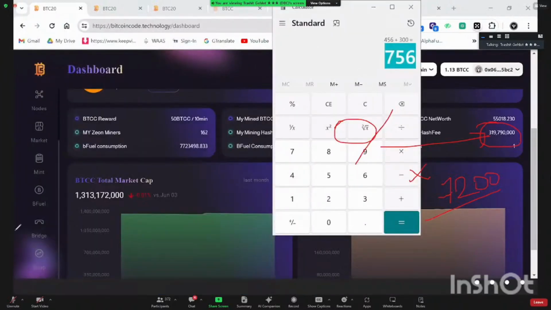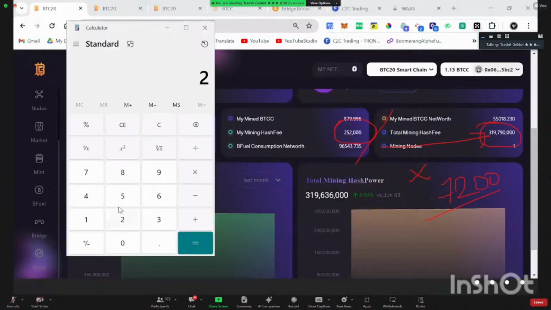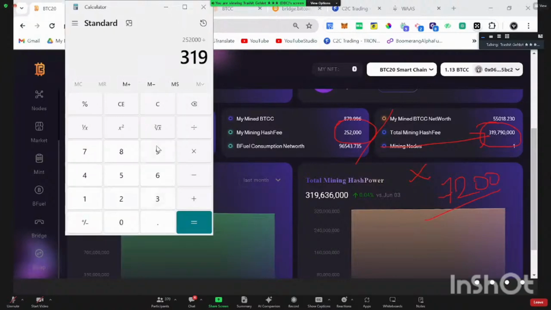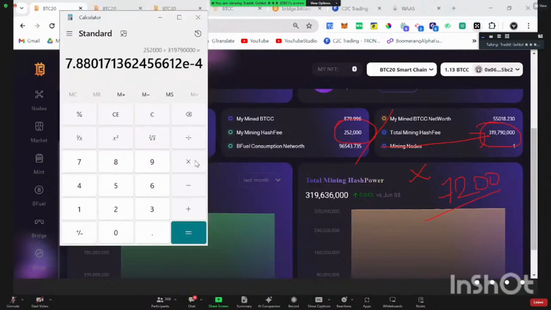So let me show you with an example. My net hash power is 252,000 divided by the system's hash power, that is 319,790,000, right? And multiplied by the daily supply, it's 7,200. So this gives 5.6737.